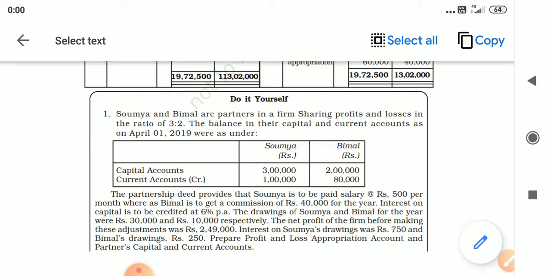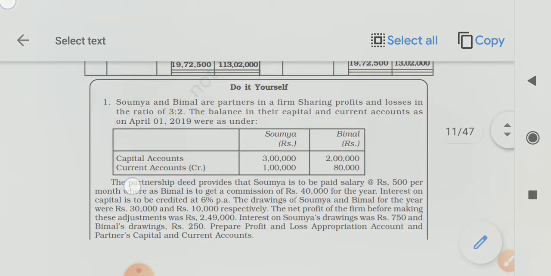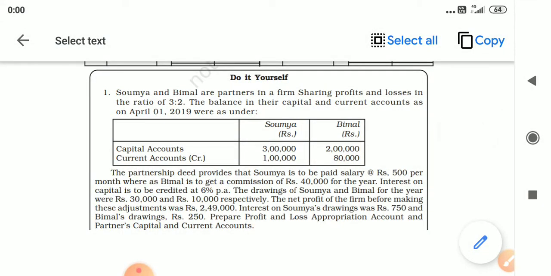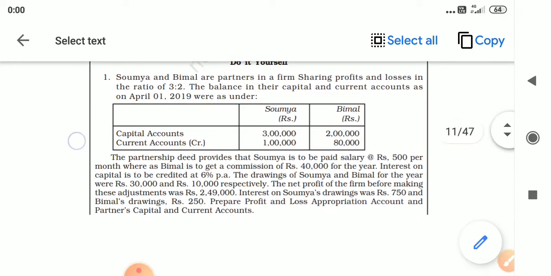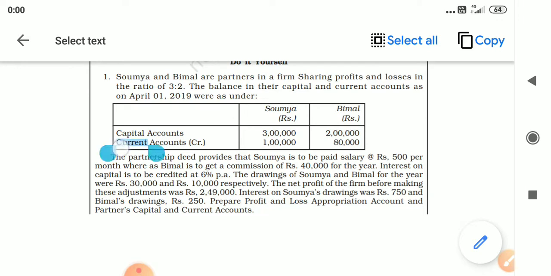Now coming to this question. Soumya and Bimal are partners in a firm sharing profits and losses in the ratio 3:2. The balances in their capital accounts as on April 1st, 2019 were as under. So you are having current account here. What does it mean? It means the capital accounts are fixed. So this is the hint which you will get.